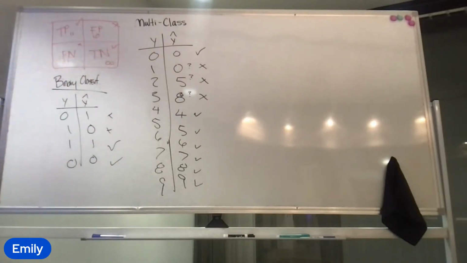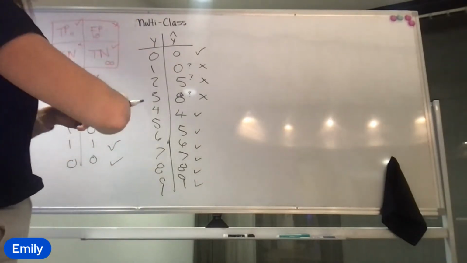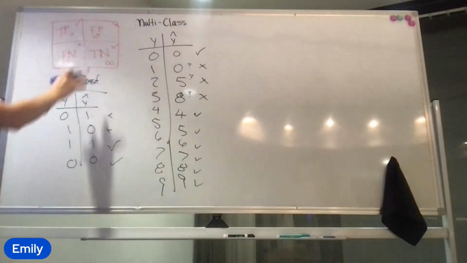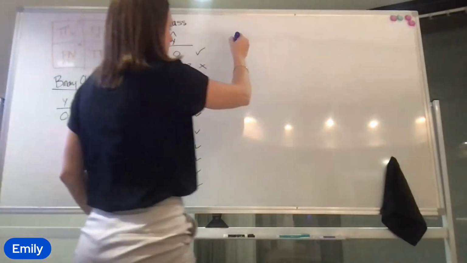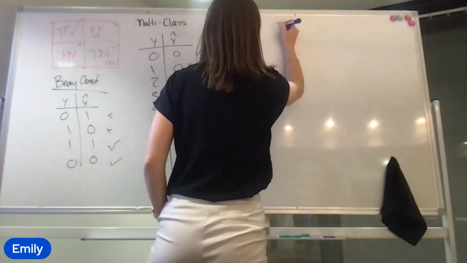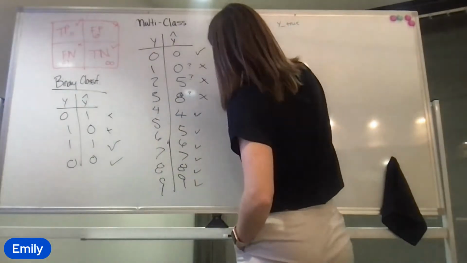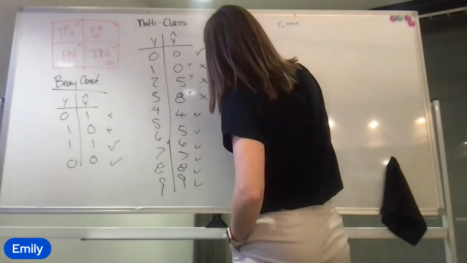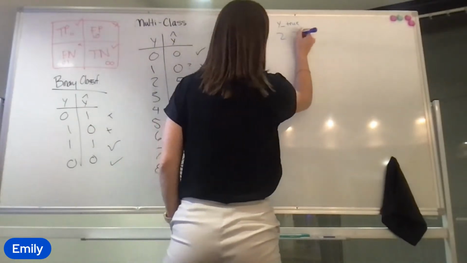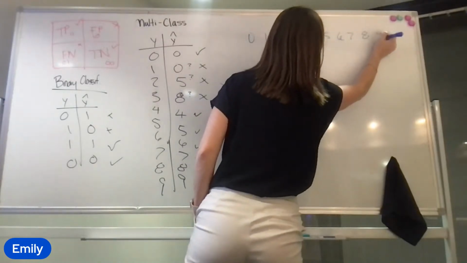Now, when we come to look at multi-class classification, our matrix is going to get a lot bigger. Because now it's not just true positive, true negative, false positive, false negative. We have our Y true, and you can do this either way, but Y pred, 0, 1, 2, 3, 4, 5, 6, 7, 8, 9.